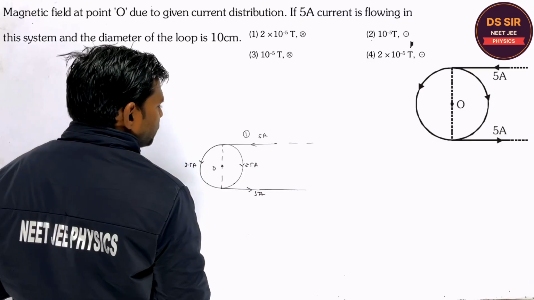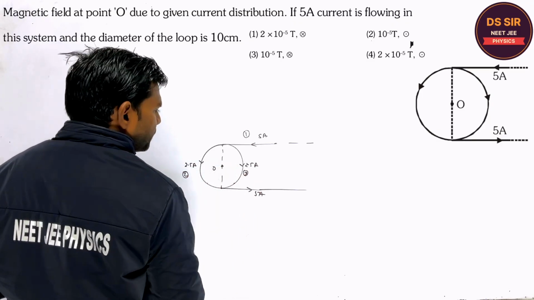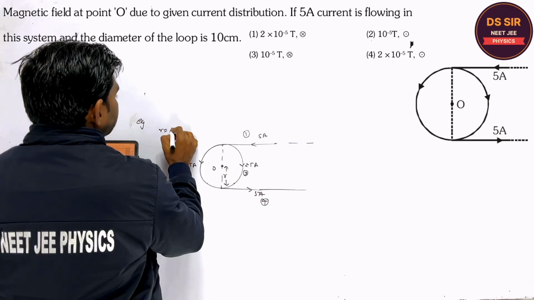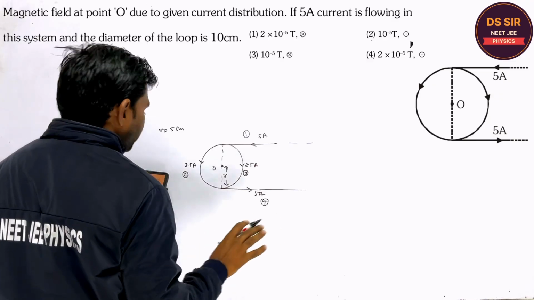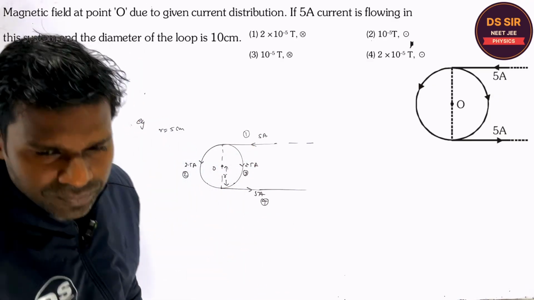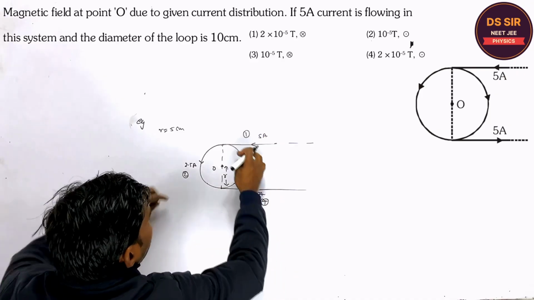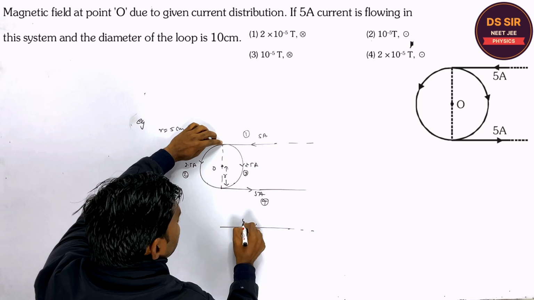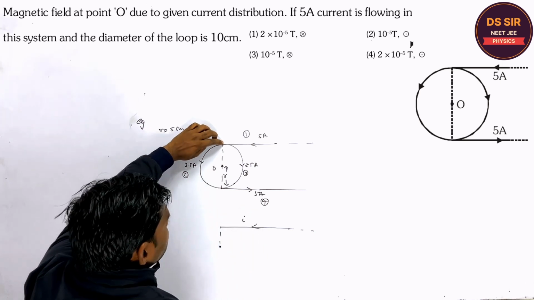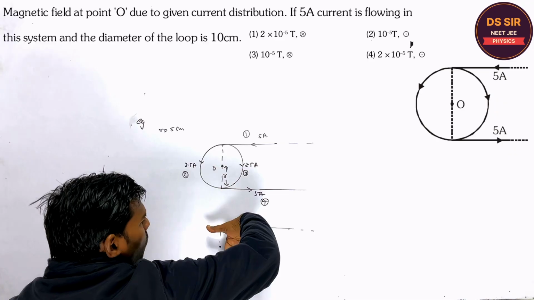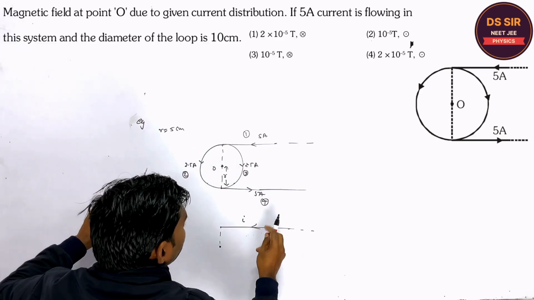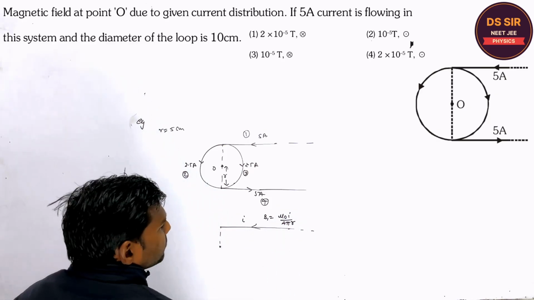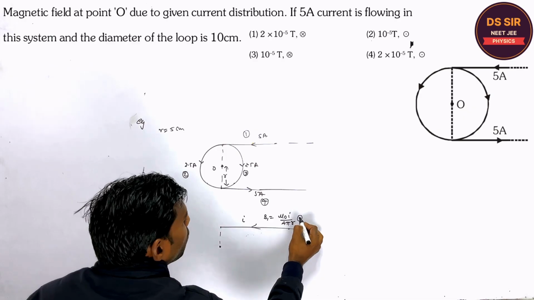So this is the one part, this is the second part, this is the third part, and this is the fourth part. The radius is assumed to be r; the diameter is 10 centimeter, so the radius is 5 centimeter. Is it clear or not? Yes. So this is the one part, due to this semi-infinite wire, the current supposed to be I at this point. What is the magnetic field? Out of the board. So B1 is mu naught I upon 4 pi r. This is out of the board. Is it clear or not?